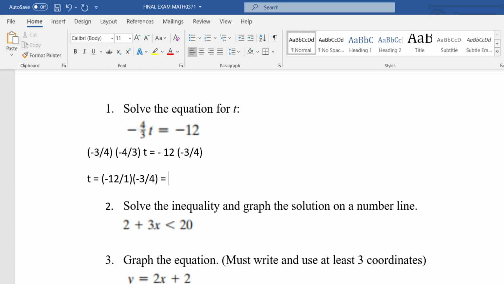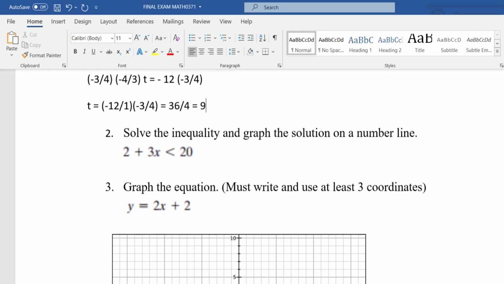So minus 12 times minus 3, that's going to give you positive 36. And then the bottom is 1 times 4, which is just 4. You can simplify 36 over 4 to just be 9. So your answer would just be 9. 9 times 4 is 36. Okay, so number 2.